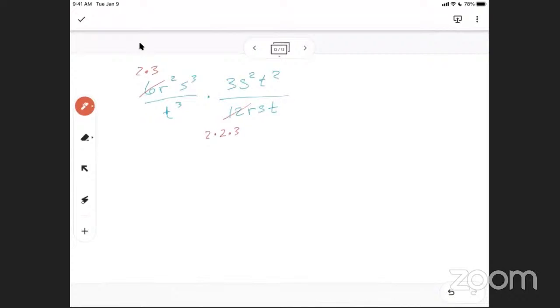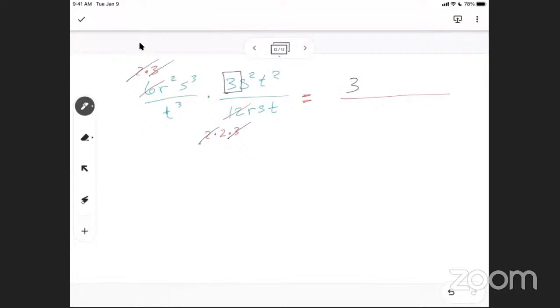So let's just do the numbers first. What is left over, or what can I cancel? One of the 2s is going to cancel. One of the 3s is going to cancel. So what am I left with number wise on the top? On the top, I still have a 3. The 3 didn't cancel. So I'm going to write the 3. And how about on the bottom? What number am I left with? 2.